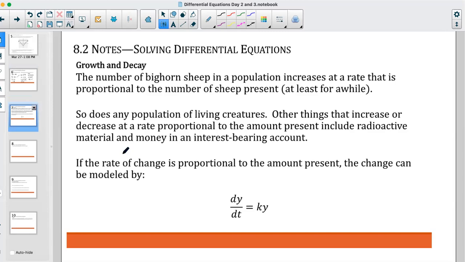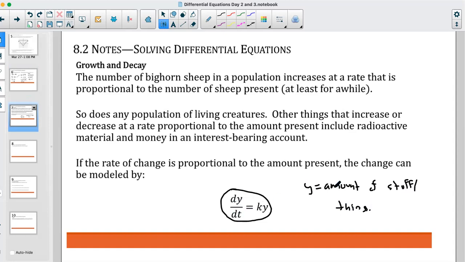And it's true for something that's decaying, like a radioactive element. It decays at a rate proportional to the amount of stuff present. And that rate of change, if that's the case, and it'll be the case for a lot of these, this is the equation that we use to model that. It means that the derivative of y, where y is the amount of stuff present, the amount of things or stuff.